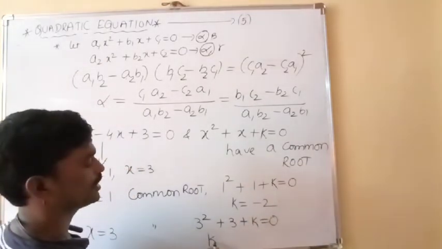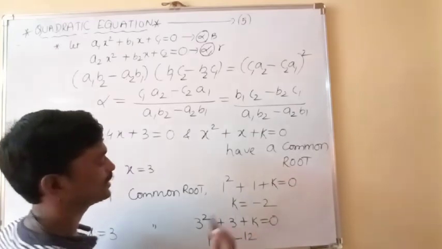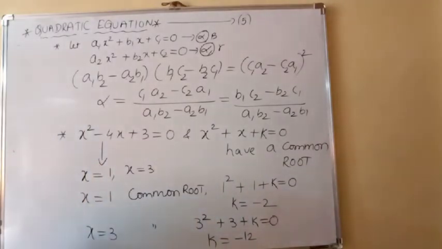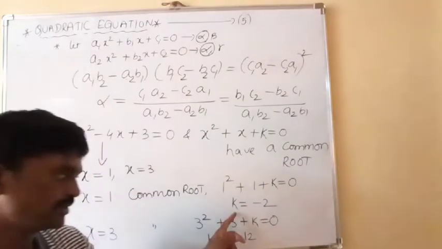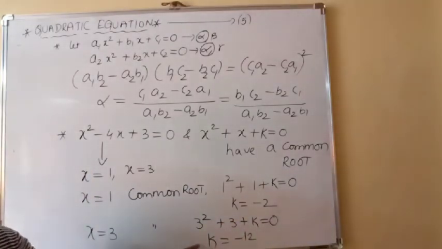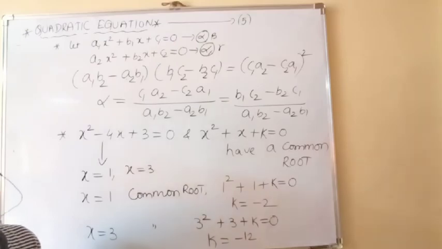Then what will you get? The k value is minus 2 if 1 is the common root. If 3 is the common root, then the k value is minus 12. So the k value is minus 2 or minus 12.